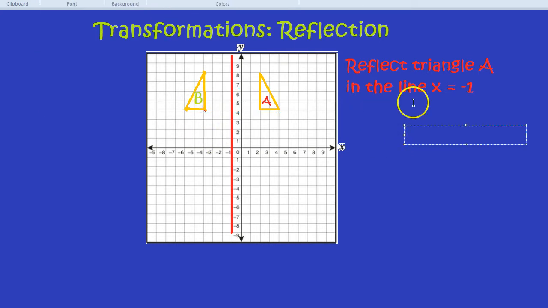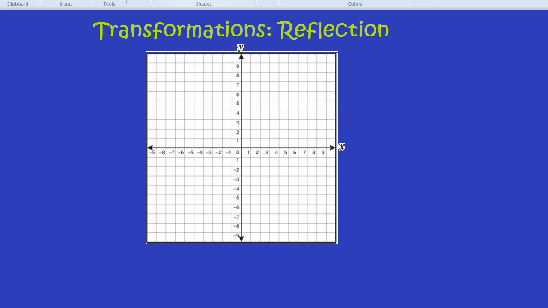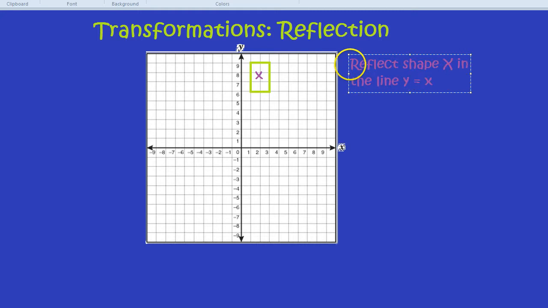Let's do one more reflection, but this time the line is going to be slightly more tricky. And let's do a new shape, just for fun. How about this shape here? Up here. This is going to be shape X. And we need to reflect shape X in the line y equals x.